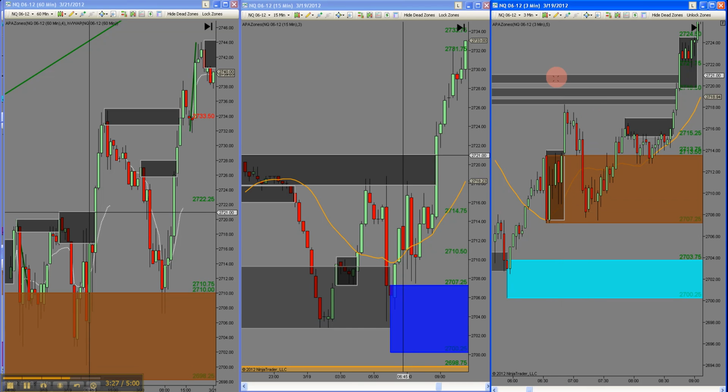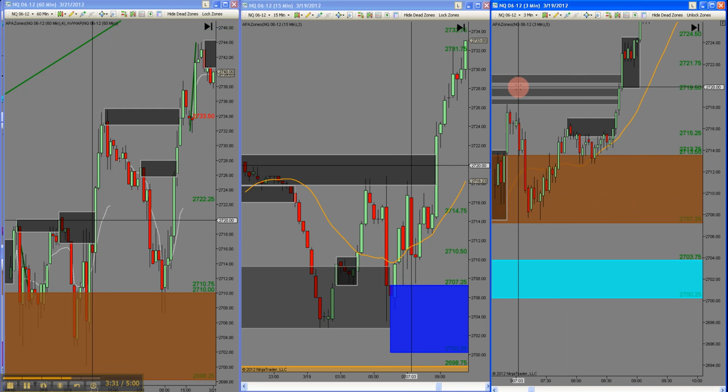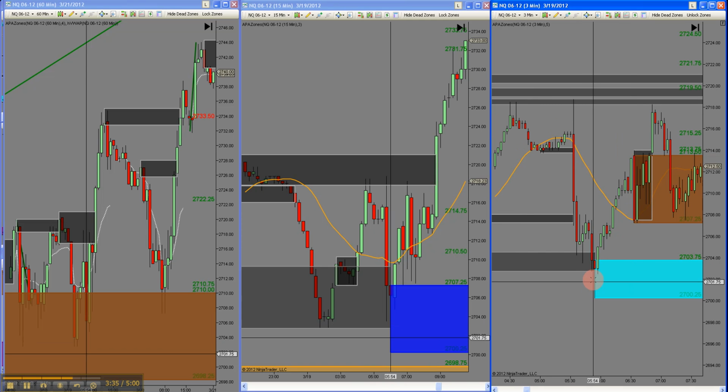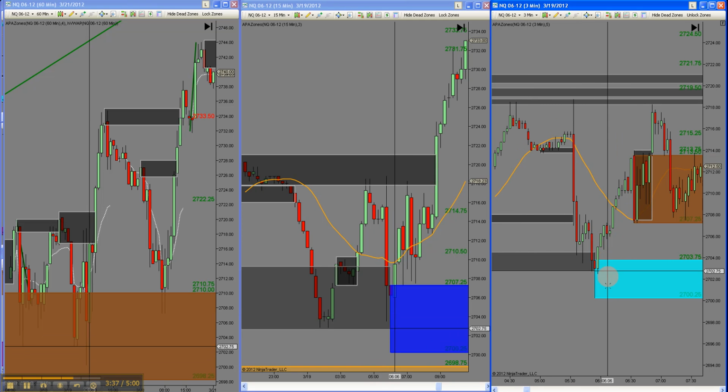So always pay attention to your bigger time frames, work from big to small, and then as you're trading, try to trade in the big zones with your small stops if you can get that type of price action trade.